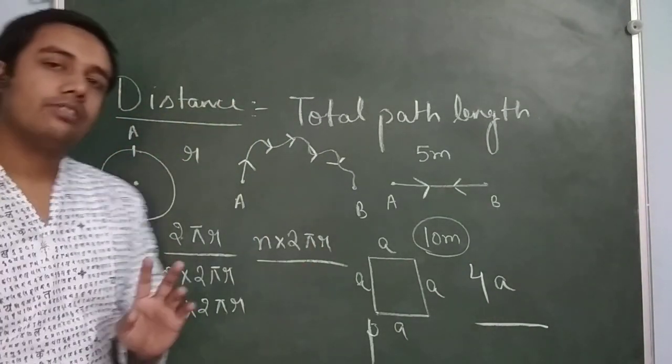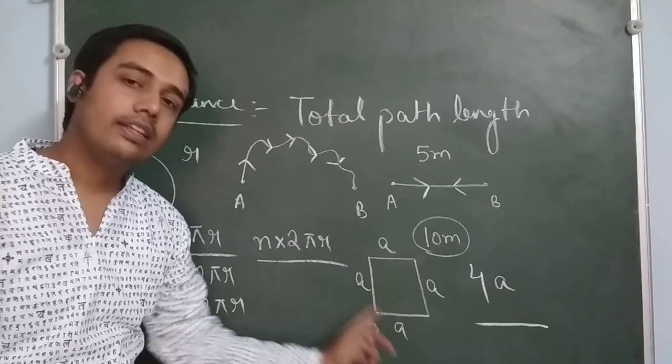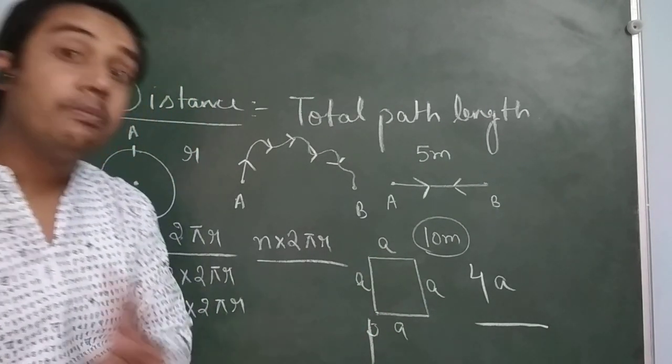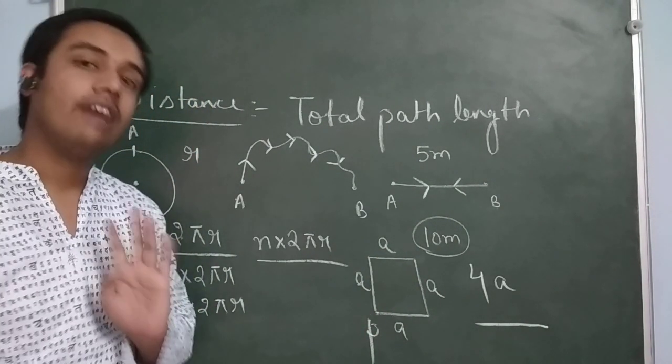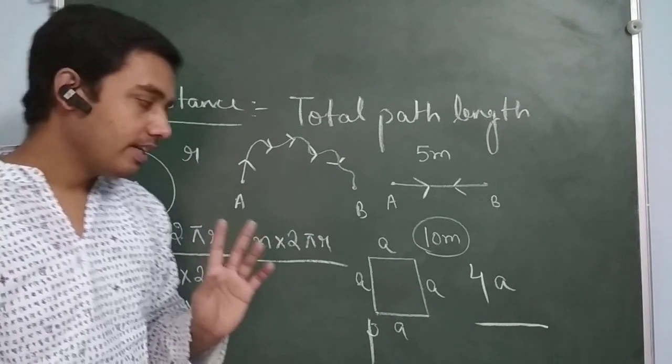So in case of distance, you have to do nothing. The only thing that you have to do is add all the path length that has been traveled by you. कभी भी subtract नहीं करना. Only you have to add. आँख बंद करके you can add it and you will get the answer.